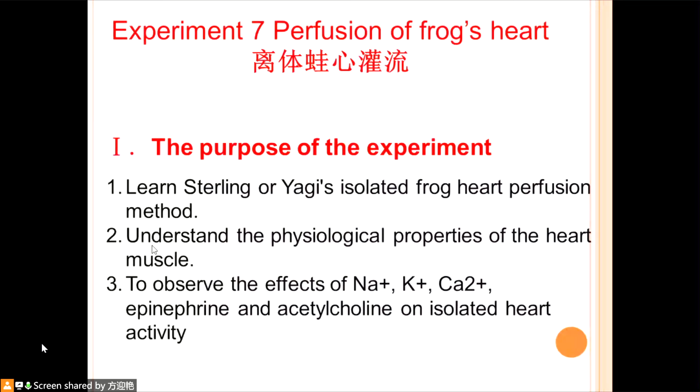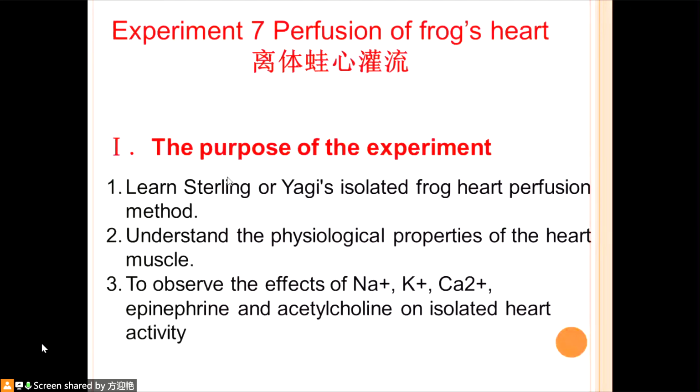We will also understand the physiological properties of the heart muscle, and observe the effect of changes in sodium, potassium and calcium on heart muscle contractility. Neurotransmitters like epinephrine and ACH also act on the isolated heart, and the reactions are different from smooth muscle.